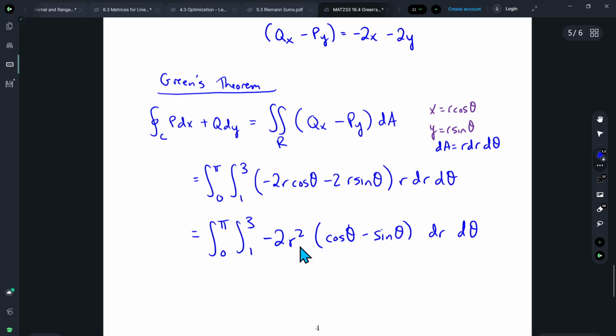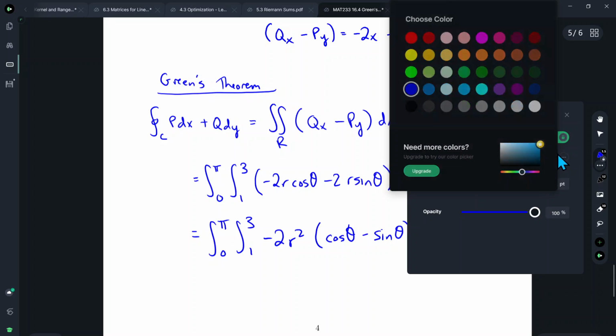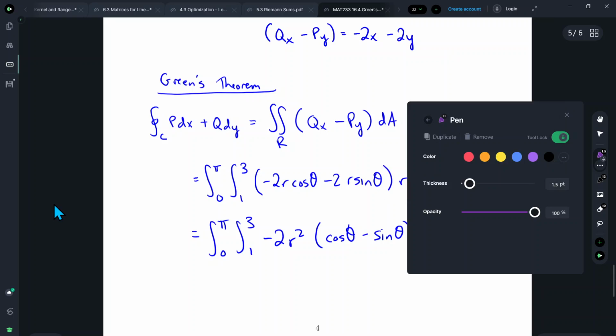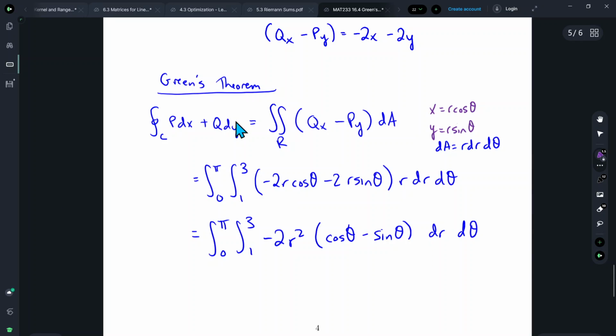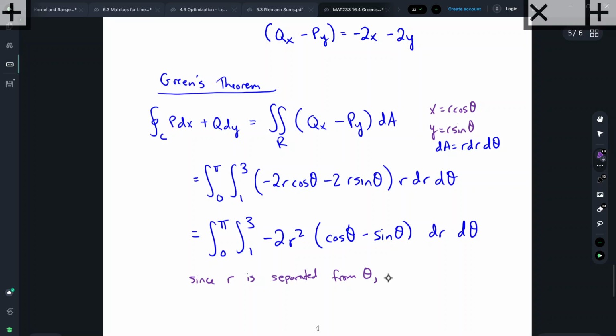Okay, so in this problem, once we've written it in this way, notice that r is completely separated from theta. So we can actually simplify this double integral. The idea is that since r is separated from theta, we can separate the double integrals also.